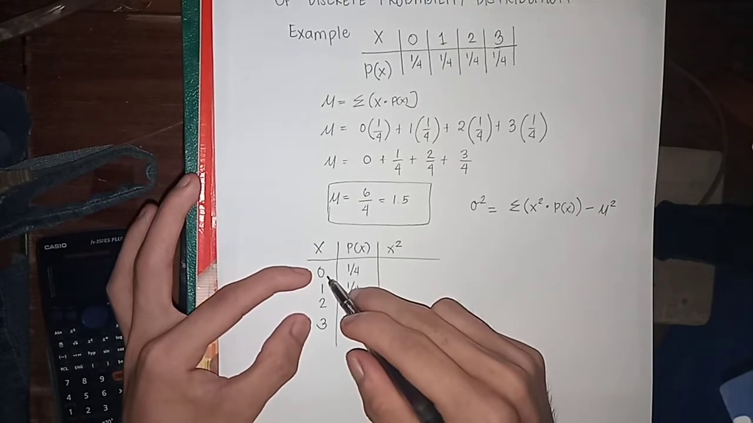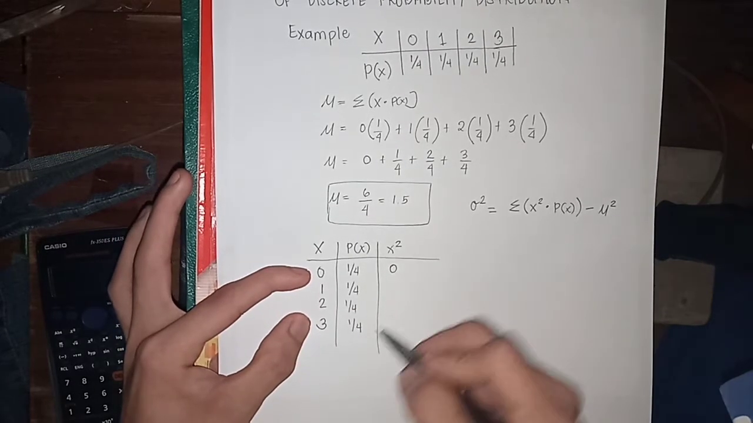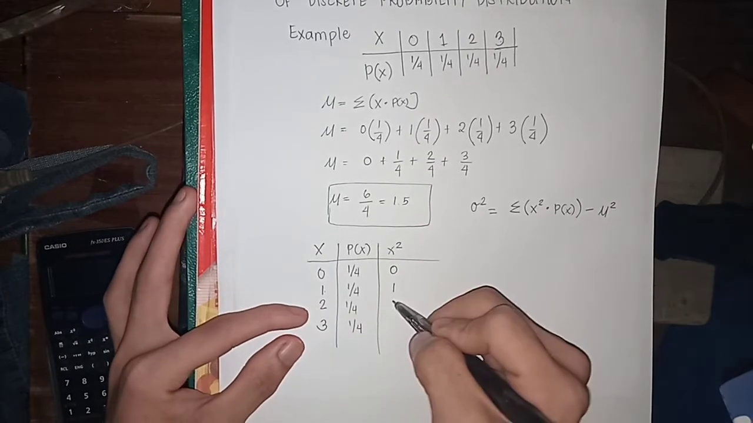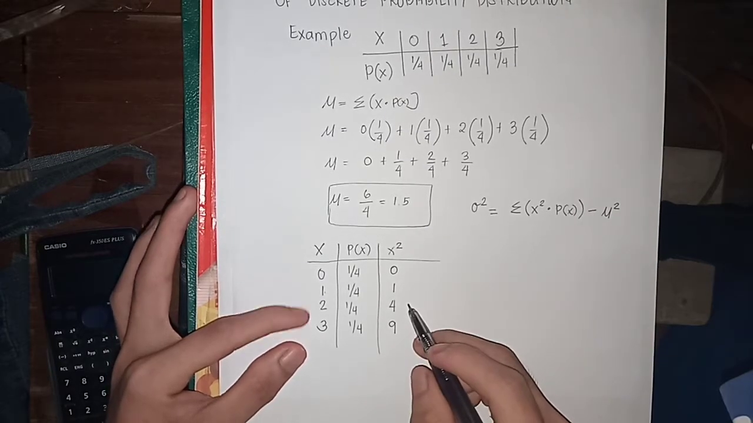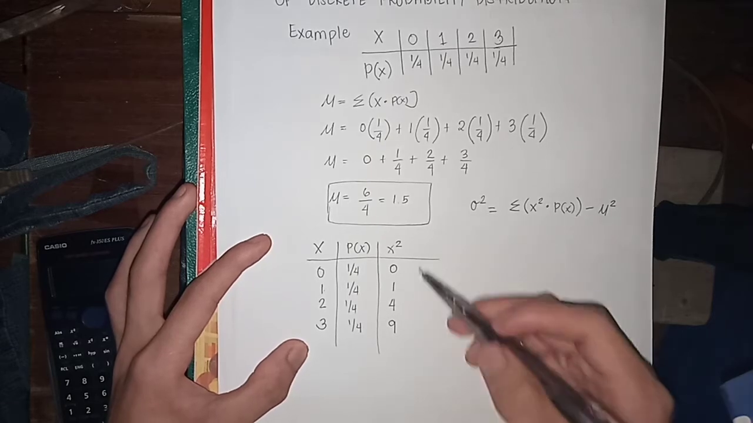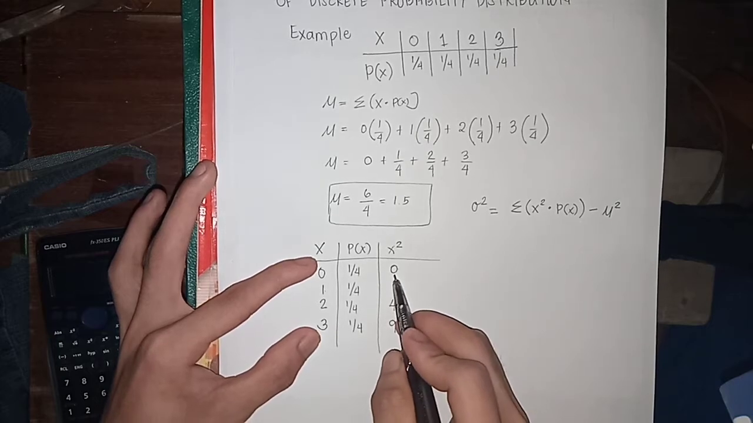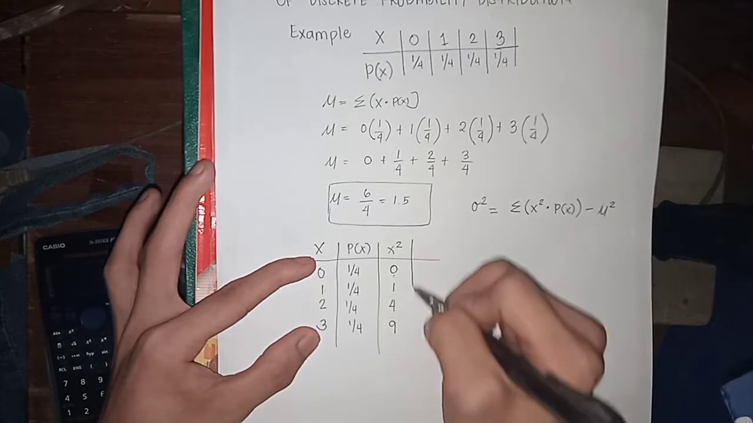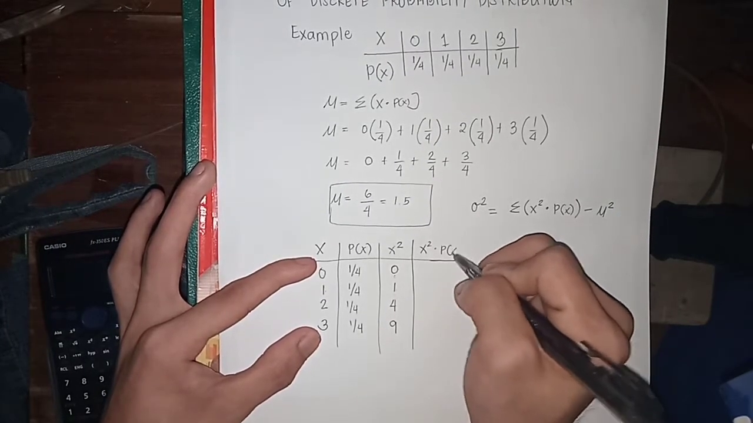Okay? Nag-add ako ng column na x squared. Yung bawat x dito ay i-square ko lang. 0 square, that is 0. 1 square, that is 1. 2 square, that is 4. 3 square, that is 9. Okay? After that, I need to multiply x squared by p of x. So, ibig sabihin na makuha na natin yung square ng bawat x, imumultiply na natin yung bawat x squared dun sa p of x. Okay? I-multiply natin siya. So, I'm going to add a column of x squared times p of x.